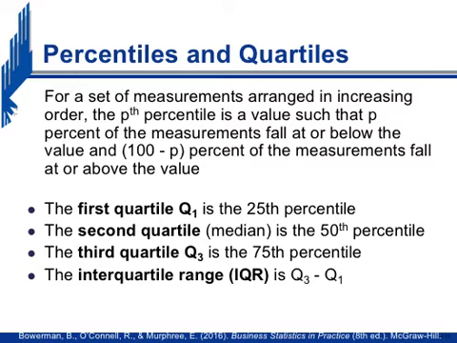Aside from that, we also compute for the interquartile range, or IQR. That's the difference between the third quartile and the first quartile. And this is actually used in a computation later to describe the presence of outliers in datasets.